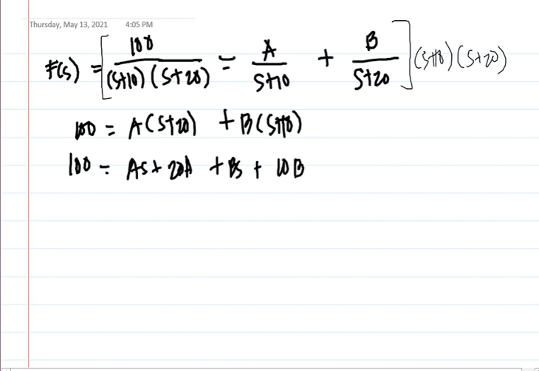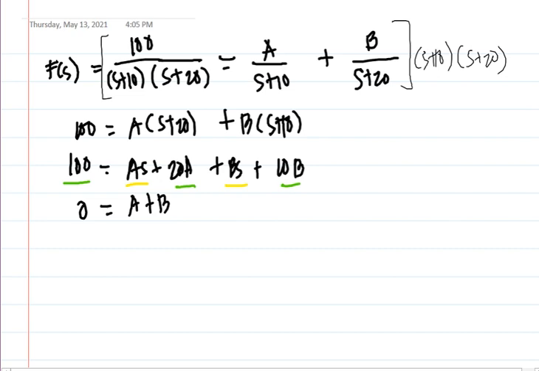We are then going to equate the left side and the right side. For the terms with s, on the left side we have no s value, so automatically 0 is equal to A plus B. So all the terms with s are here and here. Next, we have all the constants: 100, 20, 10.